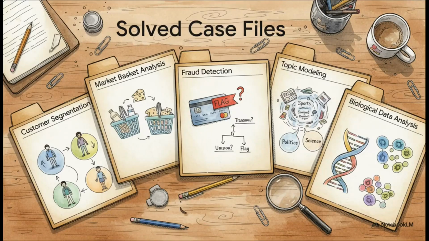Think about it. When a website groups you with other shoppers who have similar tastes, that's K-Means solving the case of the similar shoppers. When your bank flags a weird transaction and texts you, that's DBSCAN on the case of the unusual transaction. And in medicine, these algorithms are grouping genes to help researchers understand incredibly complex diseases. These detectives are absolutely everywhere.